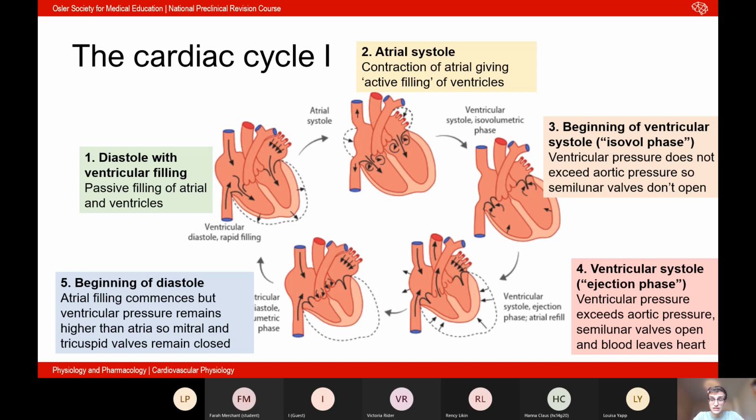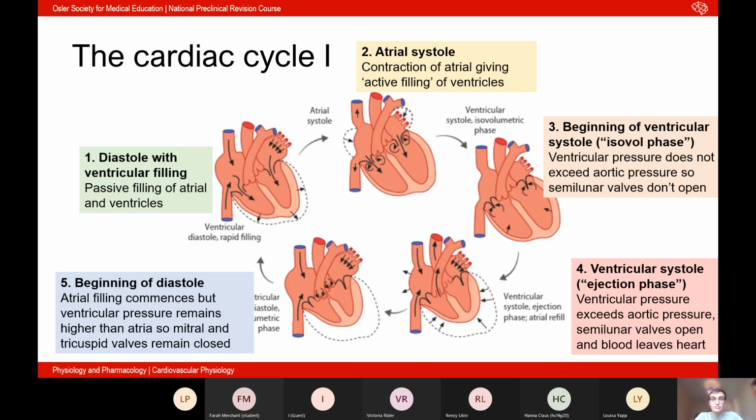As the ventricles continue to contract, pressure increases until eventually ventricular pressure exceeds that in the pulmonary trunk and the aortic trunk, and that's when those valves open and blood is able to leave the ventricles and go on its merry way around the body, and that's what we call the ejection phase of ventricular systole.